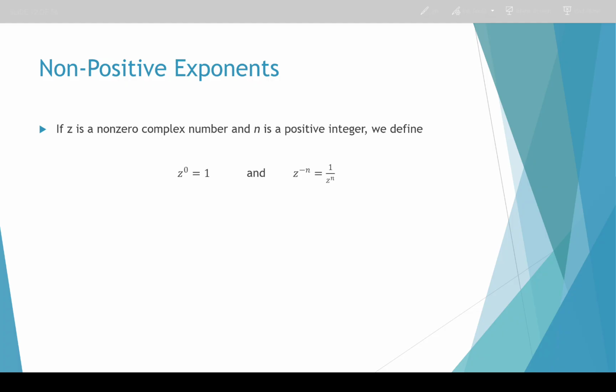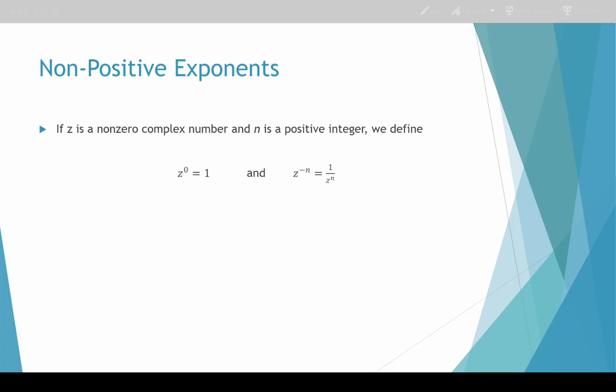Notice I'm not just using real numbers. Real numbers are great, but we need to understand beyond just real numbers. So if z is a non-zero complex number, n is a positive integer, well, we have this nice property. So again, I'm stating n as a positive integer. So I'm going to state some definitions.